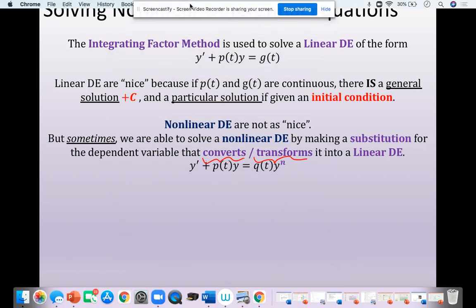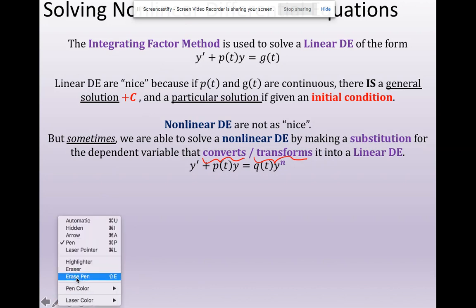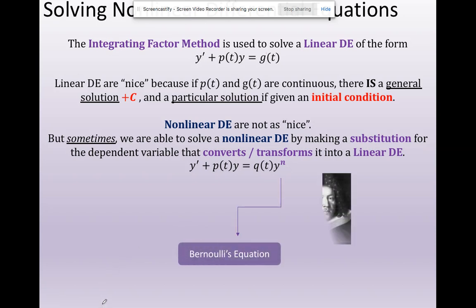So notice what's different about the equation that I just wrote down and what we have been dealing with. Do you see it? Firstly, I changed the g to a q. I don't quite know why, but it doesn't really matter. What matters is there's a y to the n. I have y prime over here, I have y here, and I have a y to the n here. This is called Bernoulli's equation.